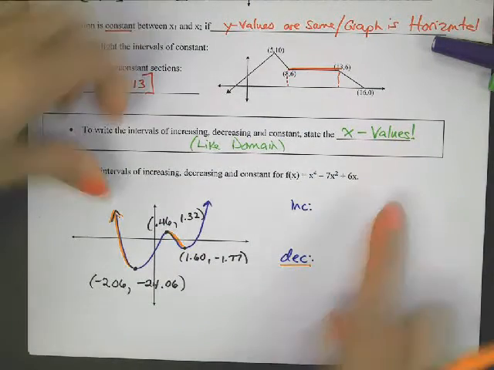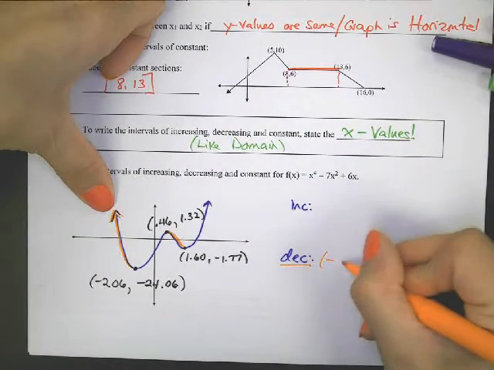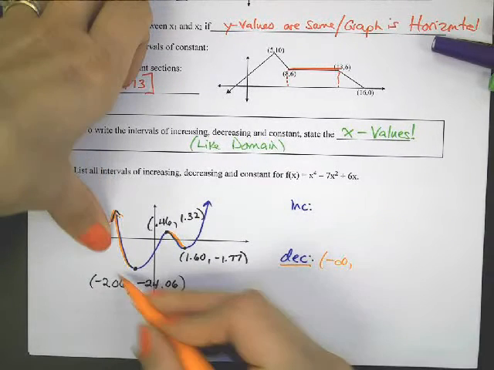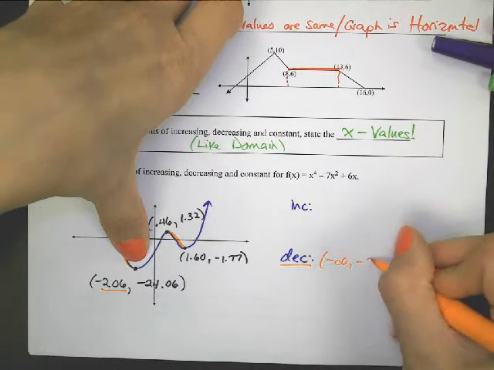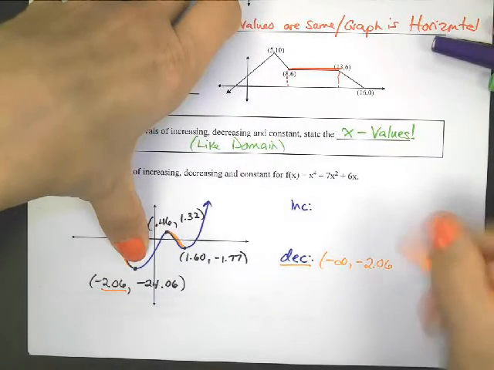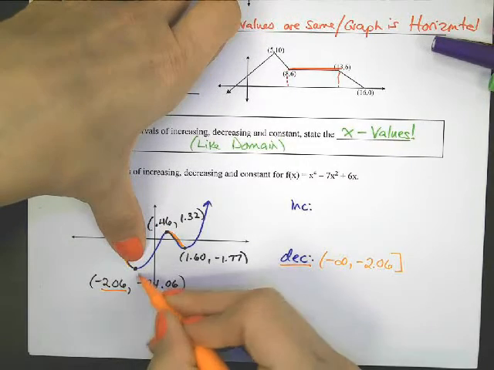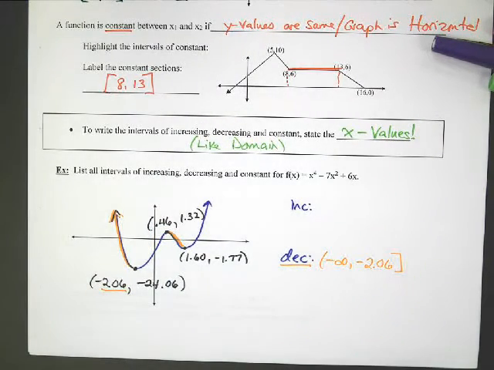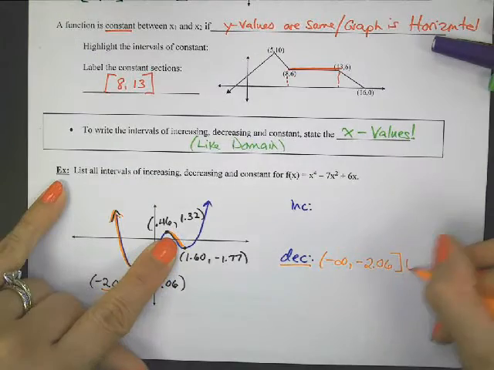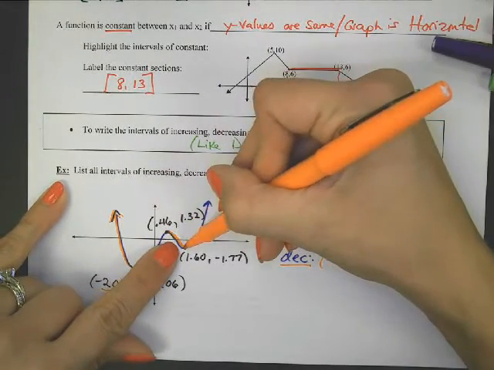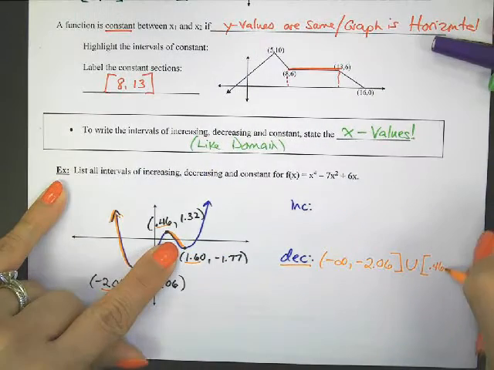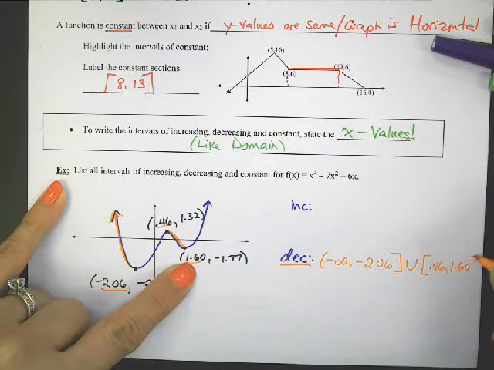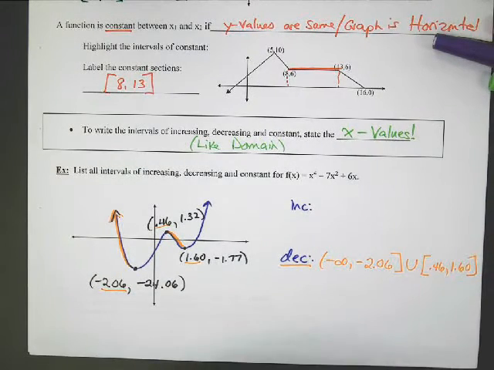Okay, here we go. Remember, we're using x values from negative infinity with parentheses all the way up to, which value do we use? It's the x value, negative 2.06. I'm going to put a bracket because that's not a hole. I don't want to make a hole. Is there any more decreasing? Yes, one more section there. So union from here to here. From x value to x value. Brackets, 0.46 all the way up to 1.60 brackets. I always use brackets unless it's an infinity because I don't want to make a hole.